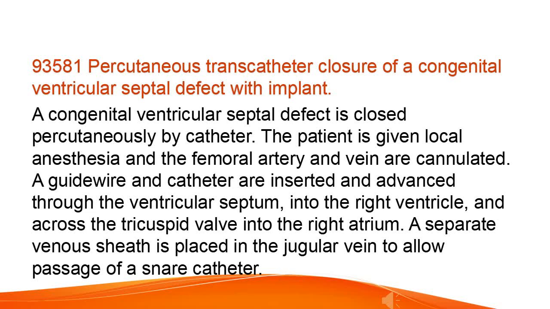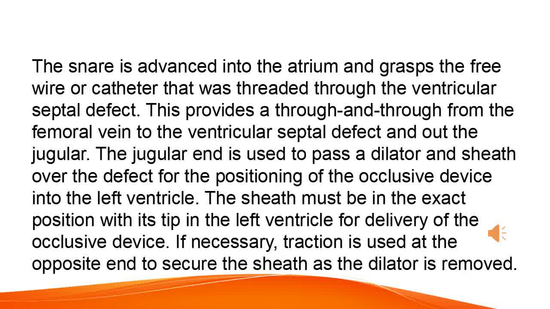A separate venous sheath is placed in the jugular vein to allow passage of a snare catheter. The snare is advanced into the atrium and grasps the free wire or catheter that was threaded through the ventricular septal defect. This provides a through and through from the femoral vein to the ventricular septal defect and out the jugular. The jugular end is used to pass a dilator and sheath over the defect for the positioning of the occlusive device into the left ventricle.